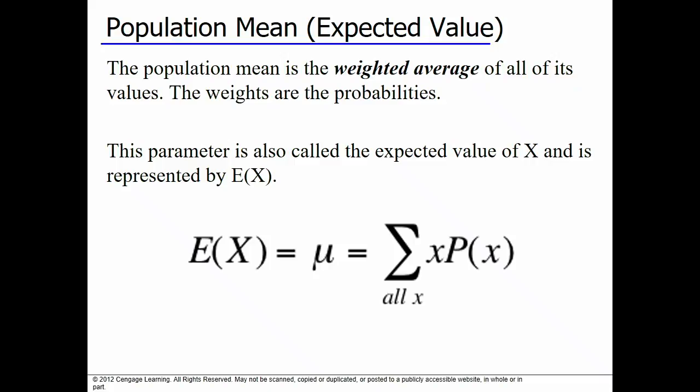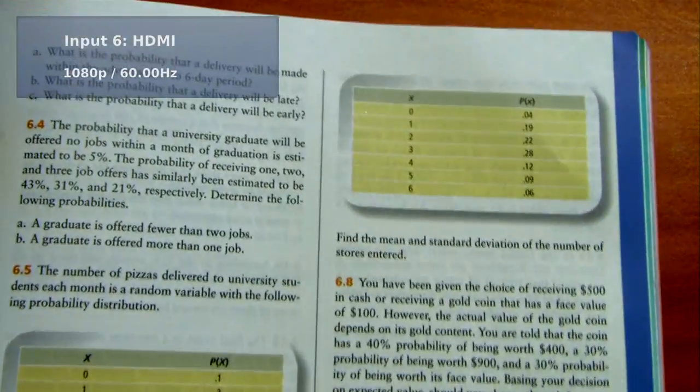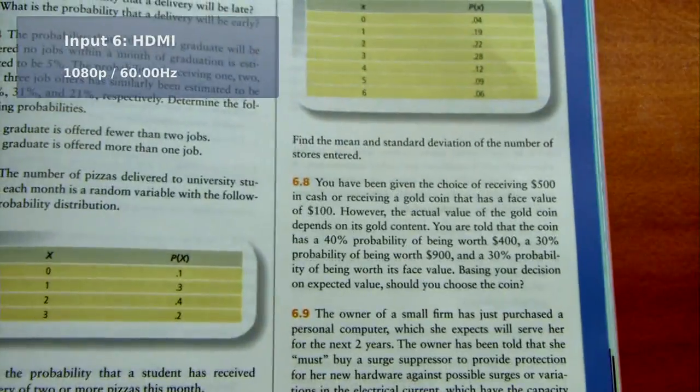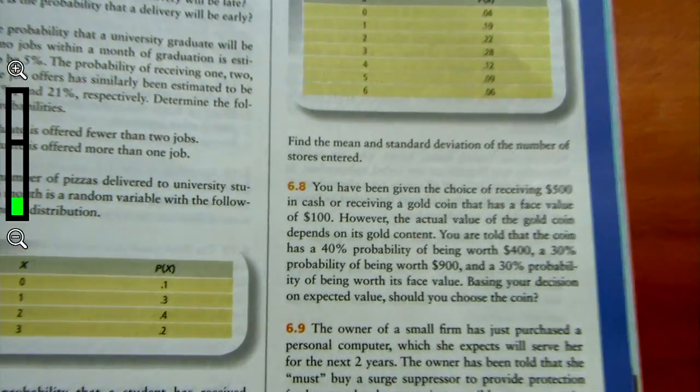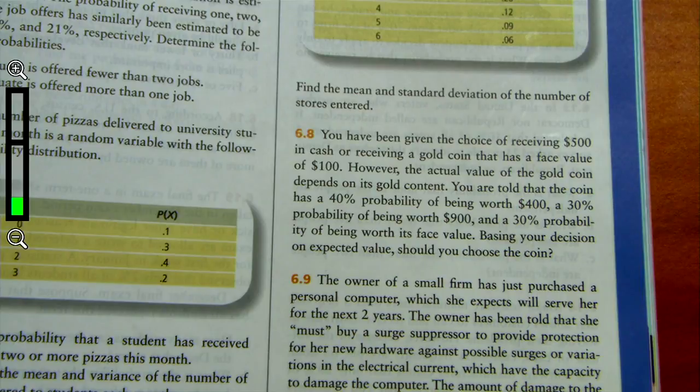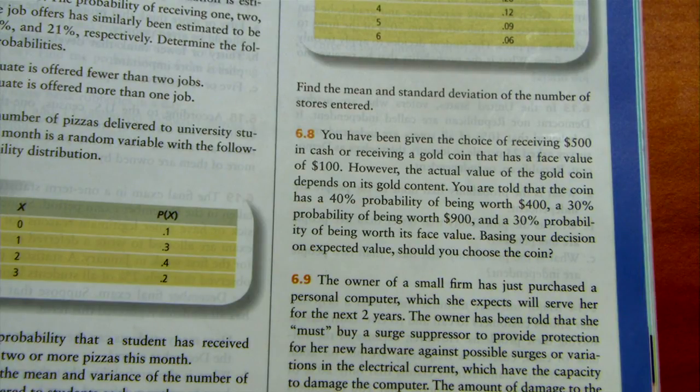I want you to do number 8 in your book. I don't know what the instructions say, but I want you to define the random variable x. What are we interested in studying? Draw the probability distribution table and figure out expected value. Number 8.